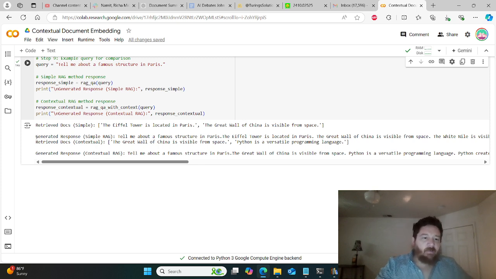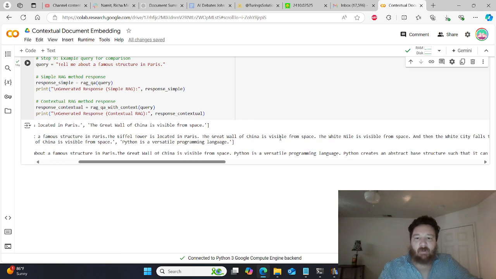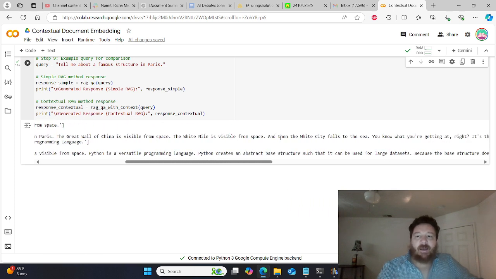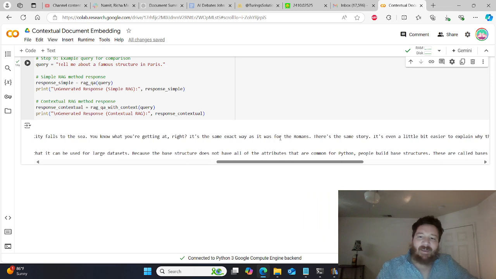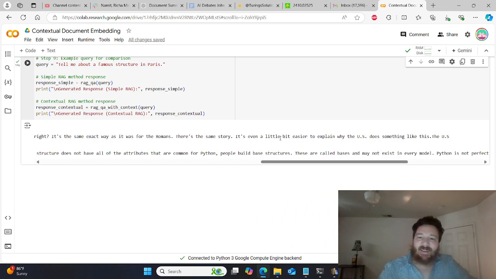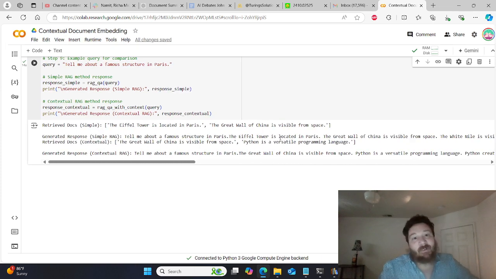This is the example from simple RAG tuning, and this is the response from the contextual RAG tuning. In the first one, tell me about a famous structure in Paris, and the Eiffel Tower is located in Paris, so it's the same thing. Then the Great Wall is visible from space, the White Nile is visible from space, and the White City falls to the sea, and then a bunch of gibberish, because this is a GPT-2 model.